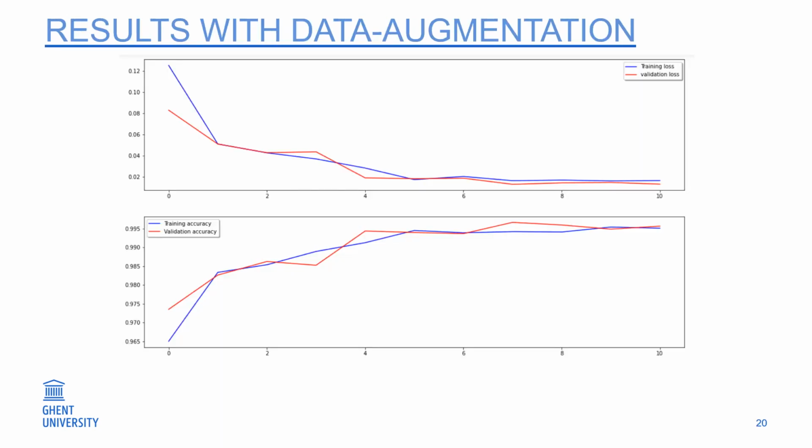When we look at the results with data augmentation, we can clearly see that this model has been trained well, without overfitting. The validation accuracy is as high as the training accuracy. This means that the model is as good at recognizing training examples as it is at recognizing new examples.